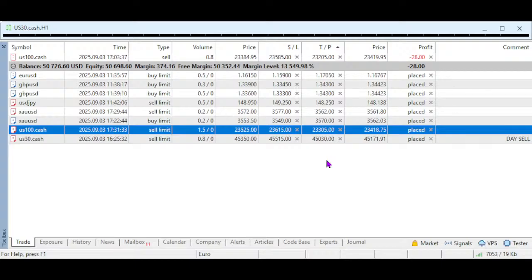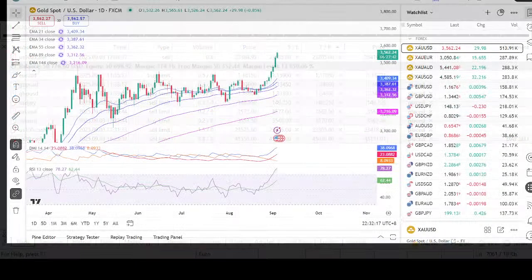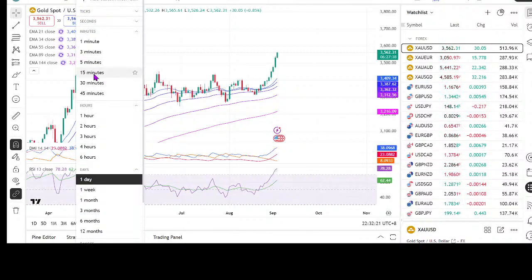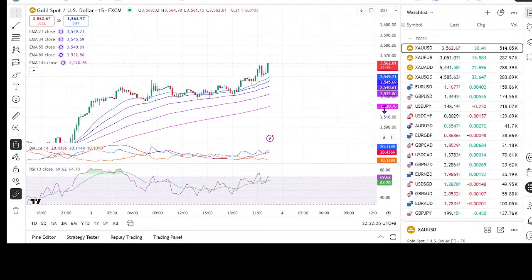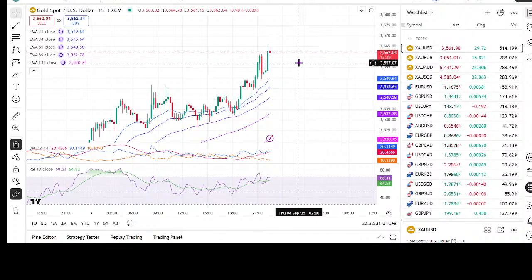Okay, so I think that's about it. The gold is still, I don't want to go for a sell, because it seems that slowly this price keeps moving up. So maybe if we see 70 or 74, then we may go for a sell, but as of now I think it's still too early.